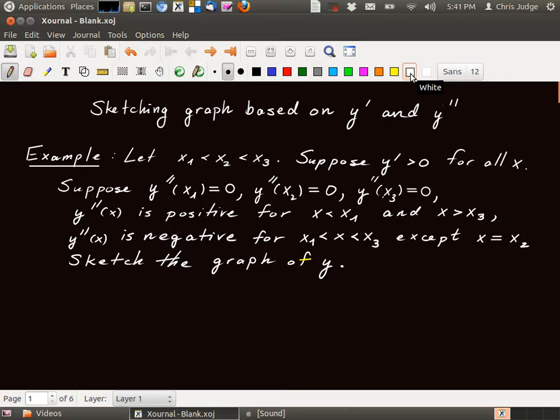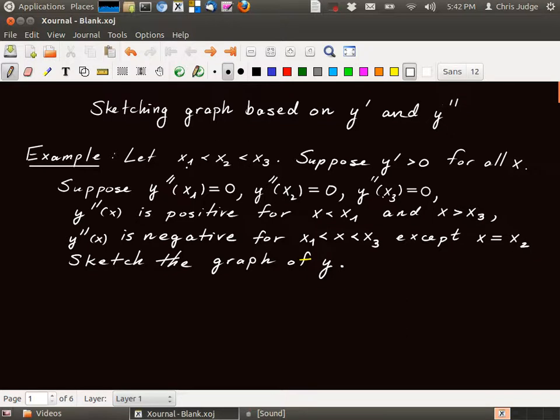This video is about sketching a graph of a function based on information about its first and second derivatives. So here we're going to have a function of x called y. Y is a function of x, and we're going to be given information about the first derivative y prime and the second derivative y double prime. And in this type of problem, we're actually not given any particular numbers for the x's.